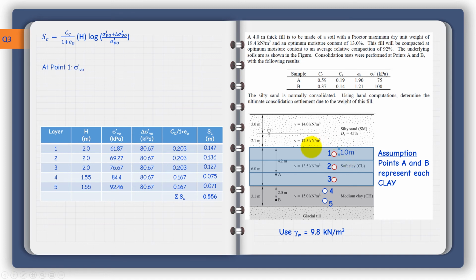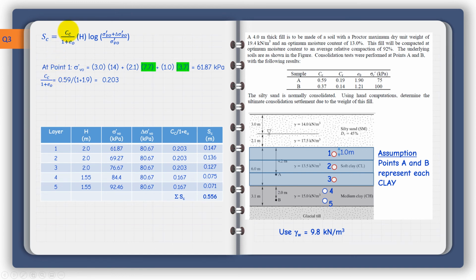At point 1, sigma dash v naught, we need to perfect this. I have 3 meter times 14. And then I have 2.1 meter times the submerged unit weight here. And then I have 1 meter only, I'm interested in this sublayer, times 3.7. And this has given me 61.87. And this is the 61.87 kPa.